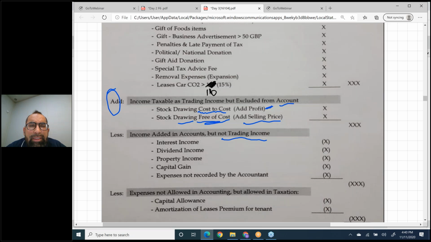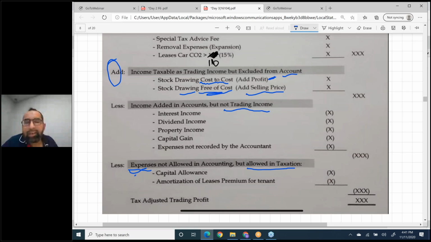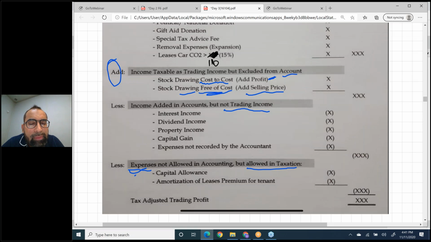Now, finally, less expenses. There are some expenses not allowed in accounting but allowed in taxation. No, wait, these are only a few. There are some expenses which are not treated as expense in the accounting world. That means the accountant has not already deducted such expenses. But when we go to the tax department, they say, come on, deduct it. We are allowing you. Okay, so you need to deduct such expenses.